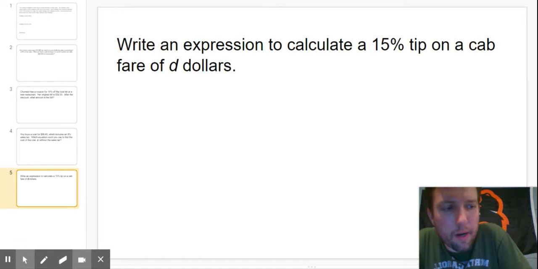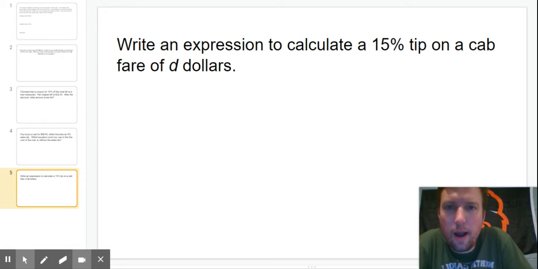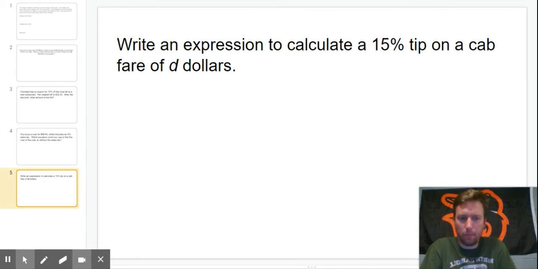We're back at it. We are working on problem solving with proportional relationships. Today, the problem states, write an expression to calculate a 15% tip on a cab fare of $D. So, a couple things about this problem. First, we need to understand what an expression is. An expression is when you write a number sentence, but you are not including an equal sign and you're not including the solution to your problem. It's just the mathematical terms that you're going to use to solve the problem, but we're not actually going to solve it today. So, how would you solve this problem?